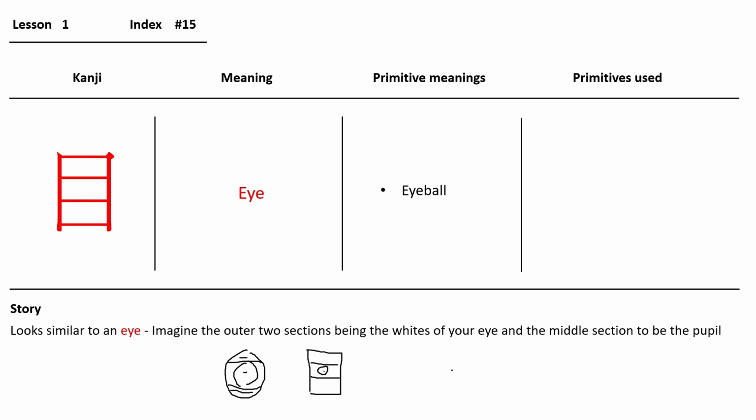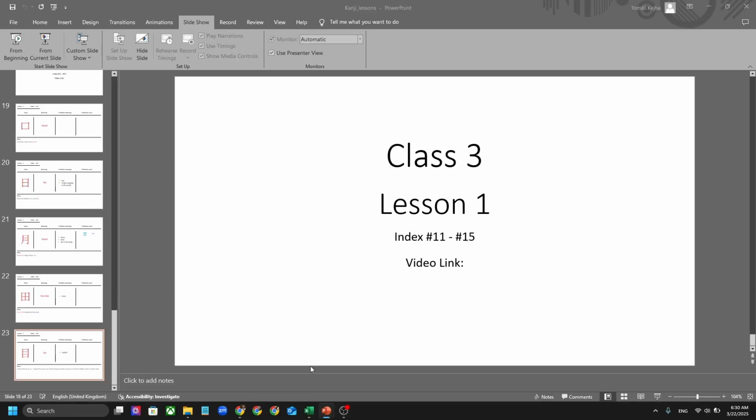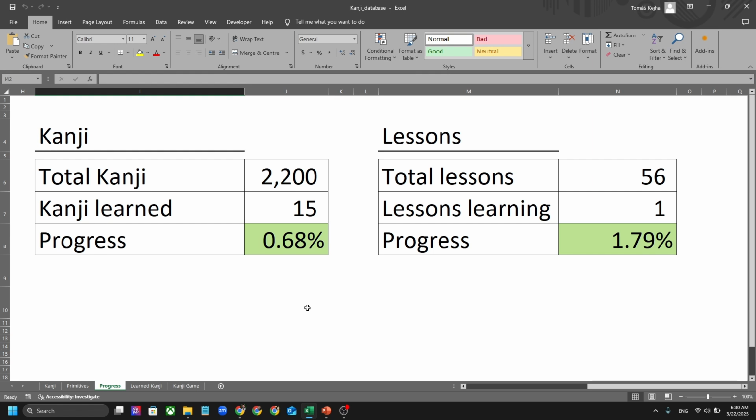We finished 15 characters, but do we remember them? Well, let's try. Let's try to open our Excel file. And as you can see, we learned 15 characters, and we are getting very close to the first percent of learning all the most common kanji. And as you can see, today we truly finish lesson number one. So there are only 55 lessons remaining, and it means we are almost 2% done with all the lessons.